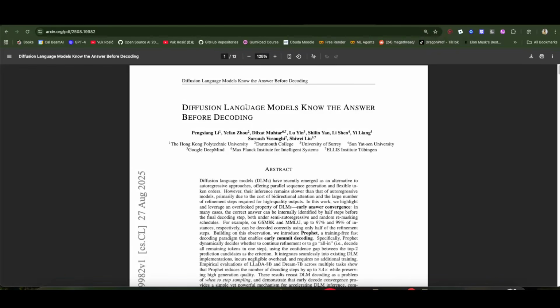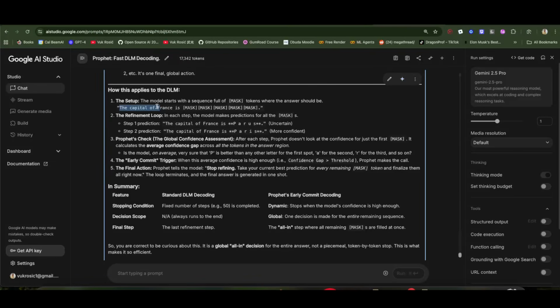A new paper for diffusion models is actually quite a good idea to make diffusion models faster. In diffusion models, we have a sentence: "The capital of France is mask, mask, mask, mask, mask." So let's say in this case, we want to predict letters, Paris.